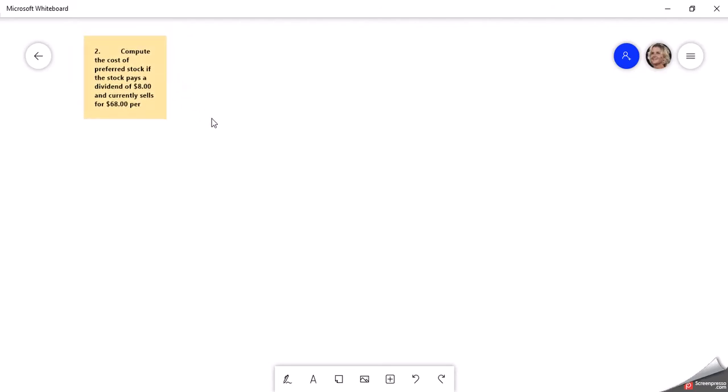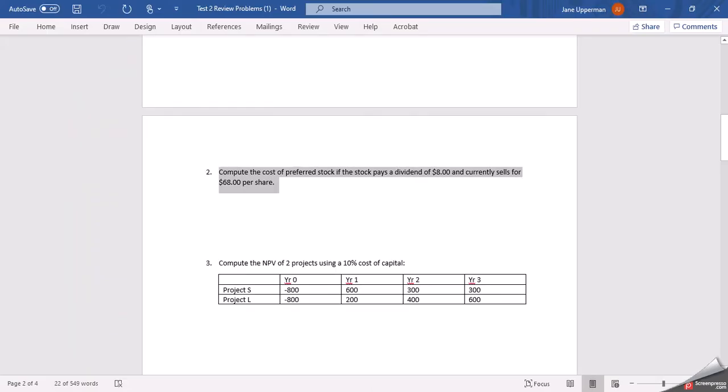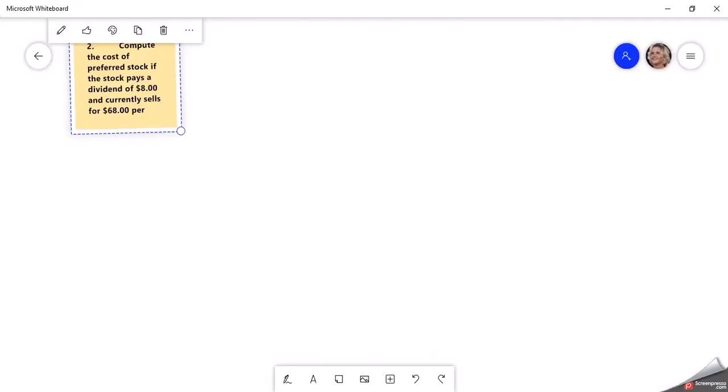So we have: compute the cost of preferred stock if the stock pays a dividend of $8 and currently sells for $68 per share. Can I make it a little bigger? Or did I just not copy the per share? No, per share. Okay, well, good enough.